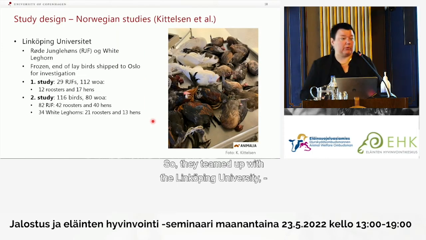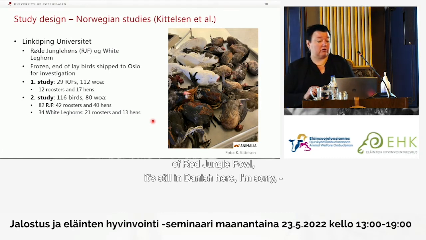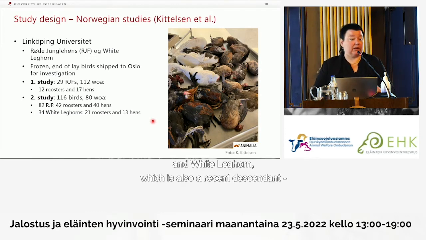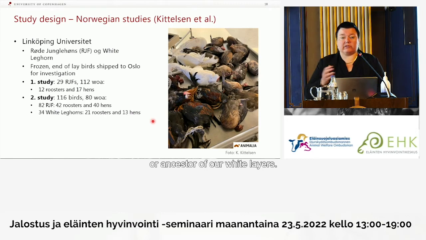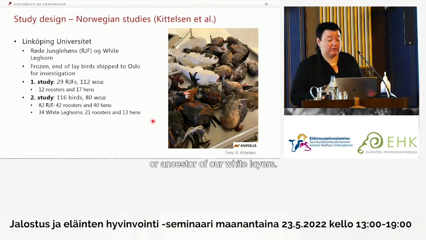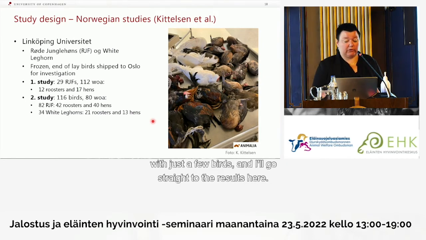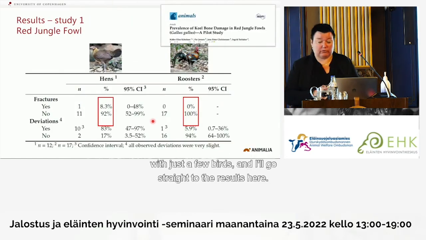So they teamed up with Linköping University, where they have two zoo populations of red jungle fowl. Oh, I can see it's still in Danish here, I'm sorry. And a white leghorn, which is also a recent descendant of our white layers. So they were investigated end of May, and we have two small studies with just a few birds, and I'll go strictly to the results here.